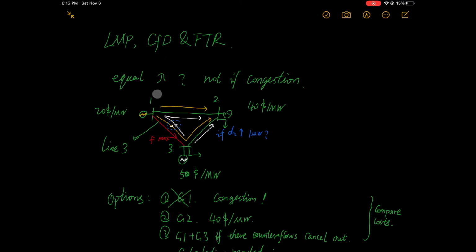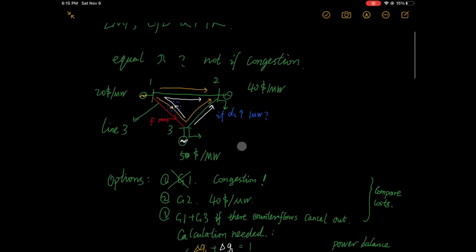Let me tell you the results first and then explain why. If line flow limits are active, or say we have congestion, then there's no longer one equal incremental cost. The network is separated and costs may be different at different locations.